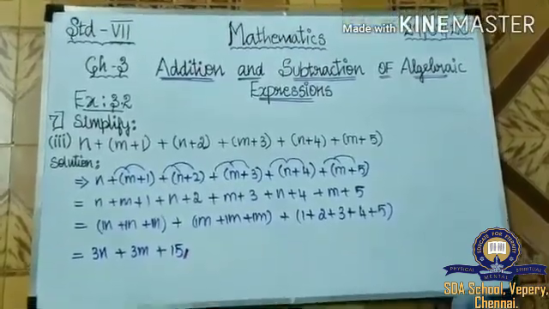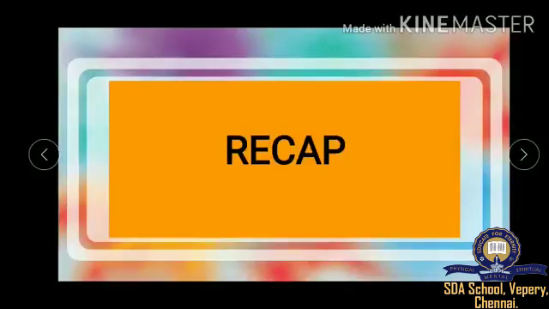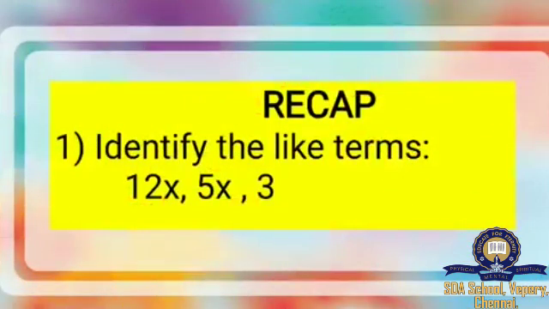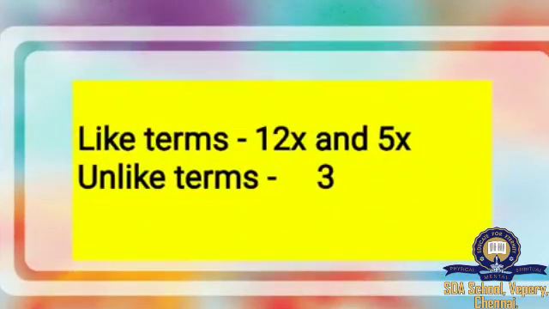Are you clear, students? Let us go for a small recap, students. First one, identify the like terms. 12x, 5x, 3. Anybody, students? Very good. The like terms are 12x and 5x. And the unlike term is 3. Okay. Move on to the second one.